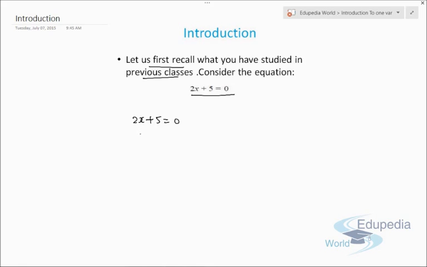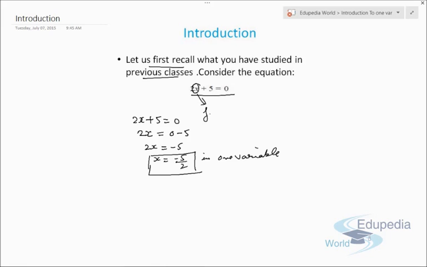To solve this equation you simply need to rearrange the terms. You have to arrange the like terms on one side. It can be written like this: 2x equals 0 minus 5, 2x equals minus 5, and x equals minus 5 by 2. This is the solution of the linear equation in one variable. It means we have only one variable x in this equation, so we need to find the value of x only.